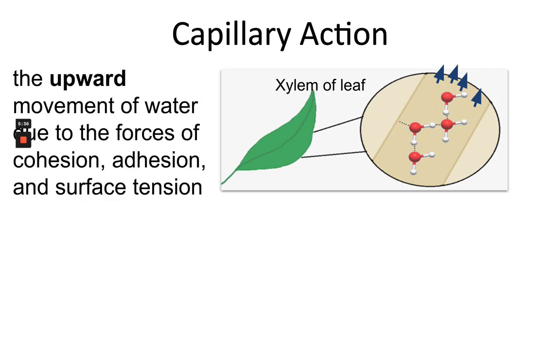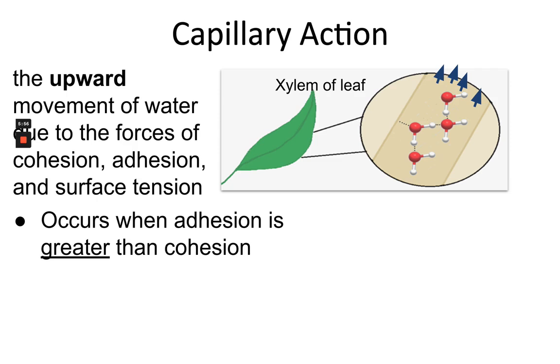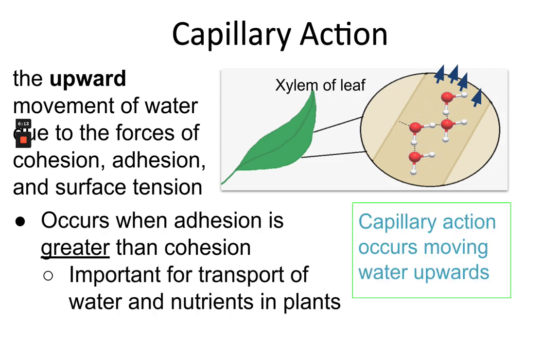If we put adhesion and cohesion together, we get capillary action. And capillary action is going to be the upward movement of water due to the forces of cohesion, adhesion, and surface tension. And so this is extremely important for plants because this is how water that's clear at the bottom of a tree gets all the way to the top where all the leaves are. Capillary action can only occur when adhesion is greater than cohesion, and it is how water moves upward.